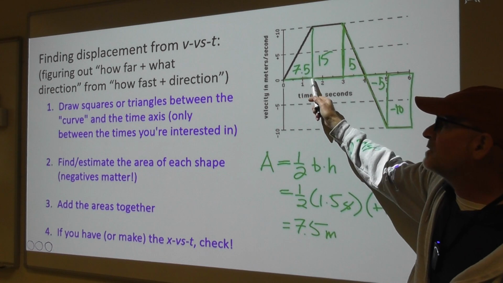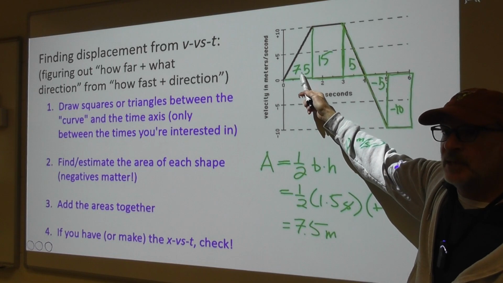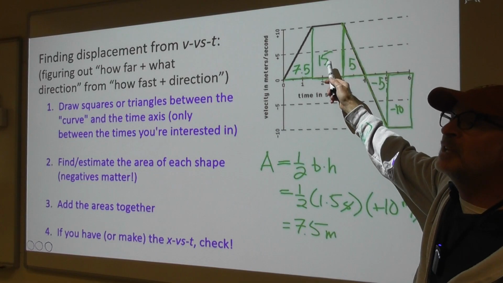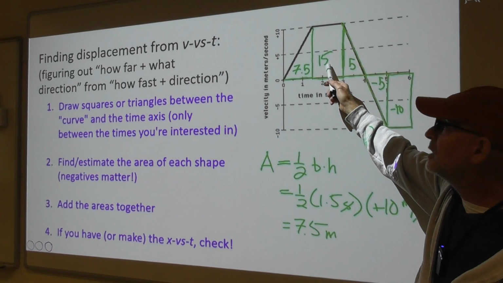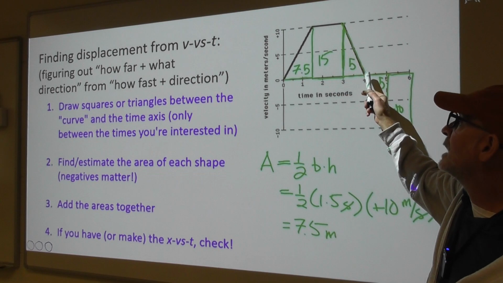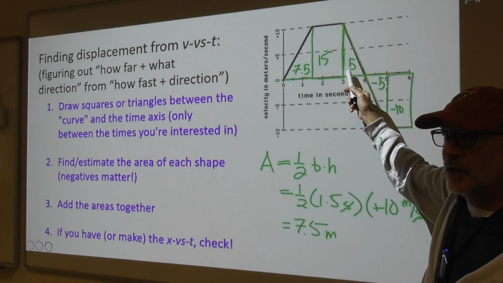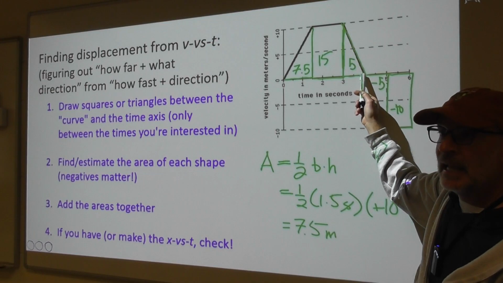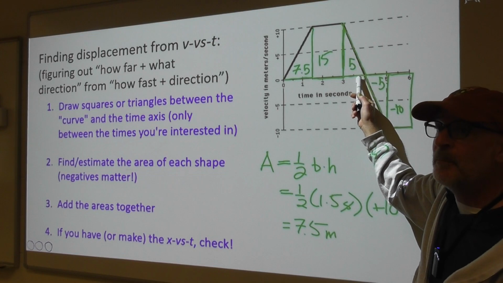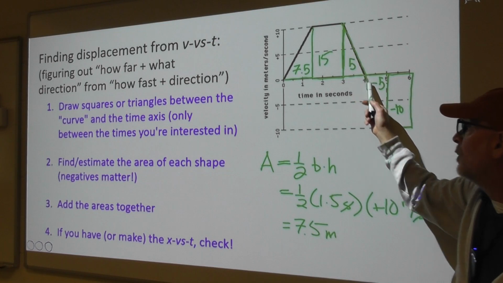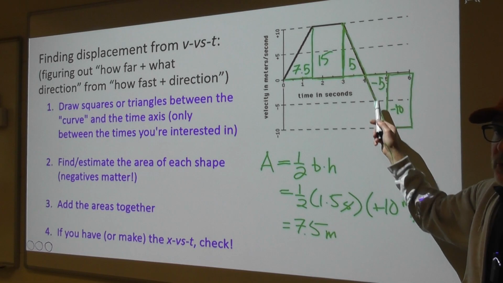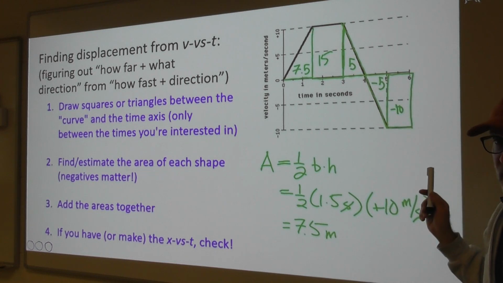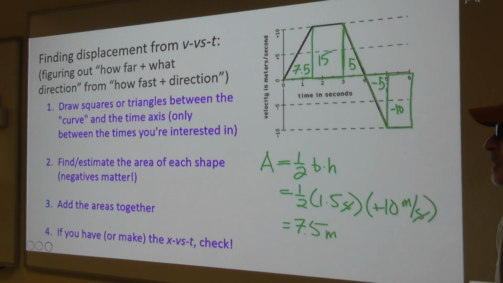From 0 to 1.5 seconds, the object moved 7.5 meters in the positive direction. Over the next second and a half, it moved an additional 15 meters in the positive direction. Over the next second, it moved 5 meters in the positive direction. At the end of that 4 seconds, it had turned around and it was starting to come back in the other direction. And it went 5 meters in the other direction as it sped up. And then it went an additional 10 meters in the other direction at a constant speed.